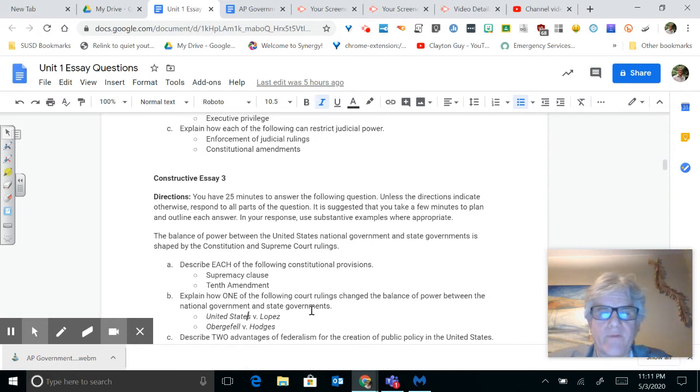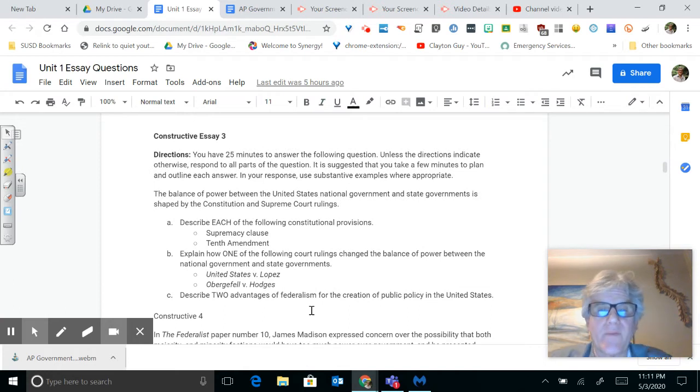Now explain how one of the following court rulings has changed the balance of power between national and state governments. U.S. versus Lopez. This is a case where the state governments were given more power. It actually reduced the federal government's power. Congress made a law stating that there's a gun-free zone around schools, and they used the Commerce Clause, and the Supreme Court said, nope, you can't do that. Interestingly, Texas passed a law stating there cannot be guns around schools. That law is constitutional. States can do that. But the U.S.